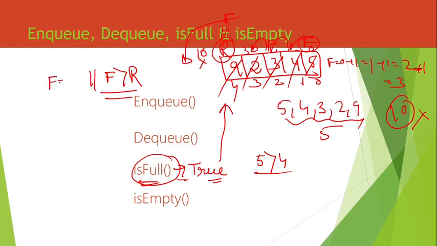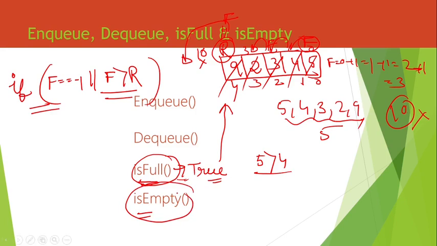Or if we have front pointer equal to -1, in both these cases we cannot delete anything from the queue. Okay, so that means the isEmpty function will be true when there is nothing to be deleted from the queue. Okay, so these two functions will be called.